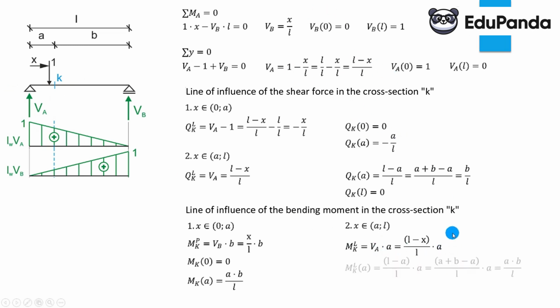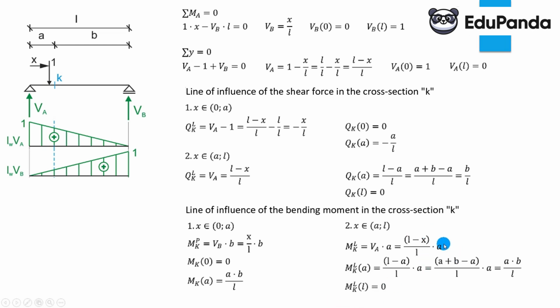I check for coordinate A and for coordinate L. If I substitute A, then again L is A plus B. Here A is shortened, B over L times A remains, which is A times B over L, which is what was here earlier. And for the coordinate L, it zeroes out.